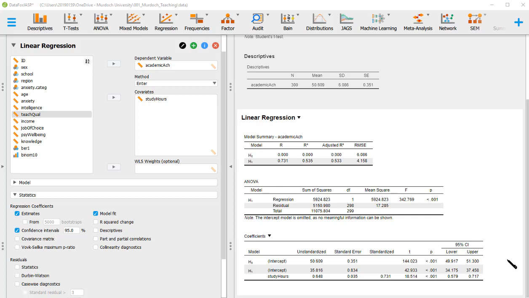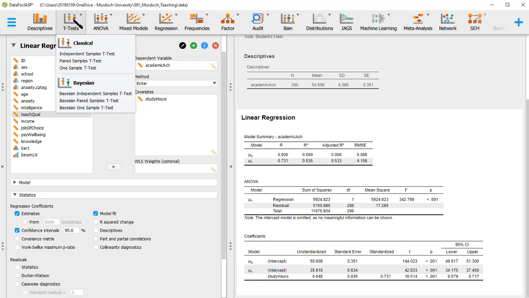This finishes the parameter estimation of linear models, the traditional ones. Now we move to the Bayesian version. So let's do first the t-test. We do the Bayesian one sample t-test.